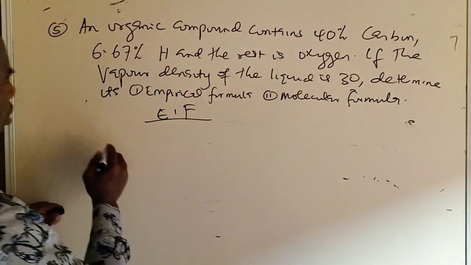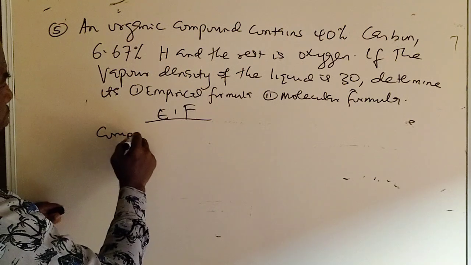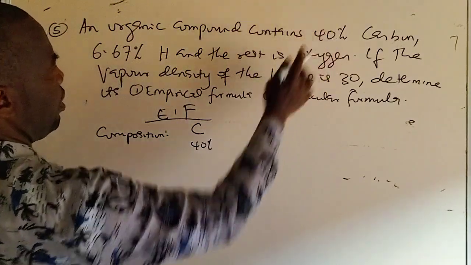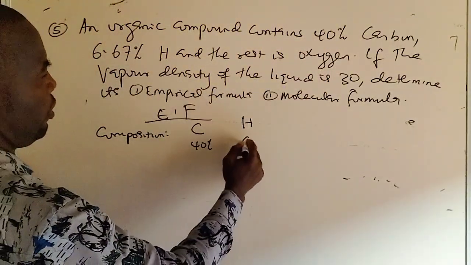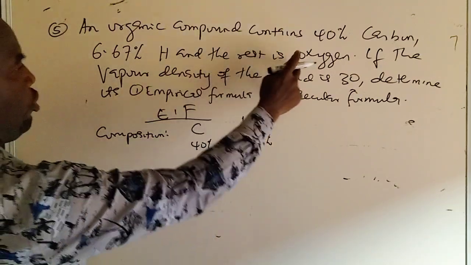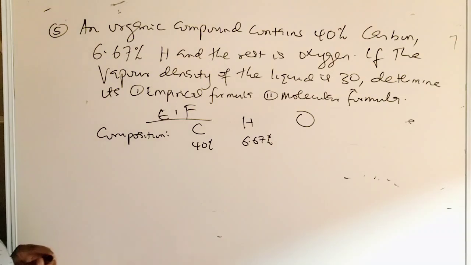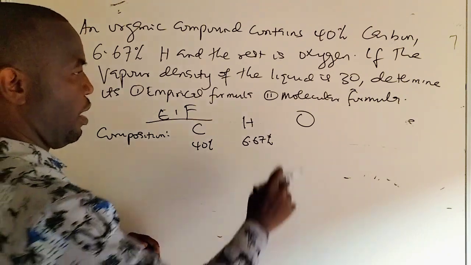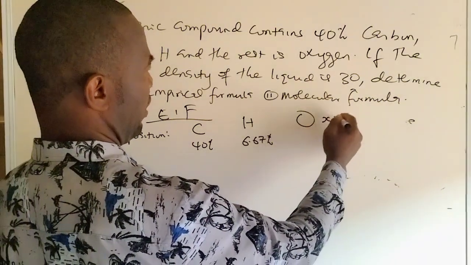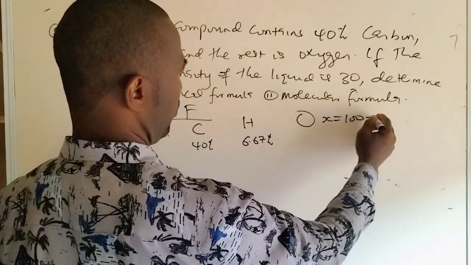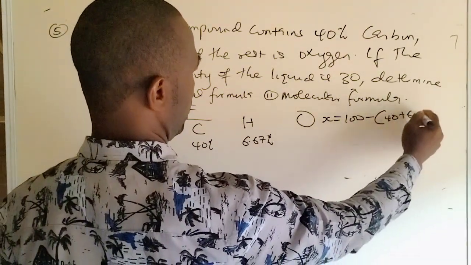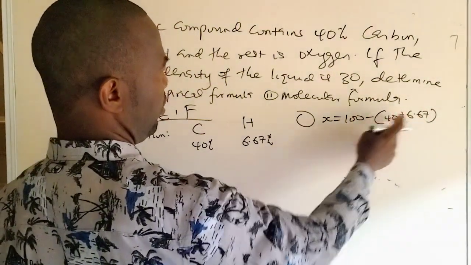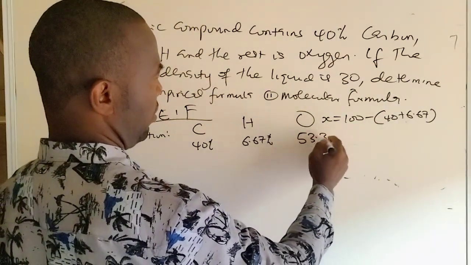The first thing I'm going to do is to list the composition of the compound. The composition will have carbon 40%, hydrogen 6.67%, oxygen, we don't know the percentage. Since it's a complete compound, the sum of the percentages will be 100%. To get that of oxygen, it's going to be 100 minus the sum of 40 and 6.67. If you add 46.7 to get 100, that will give you around 53.3%.